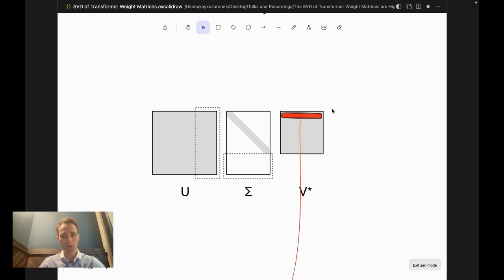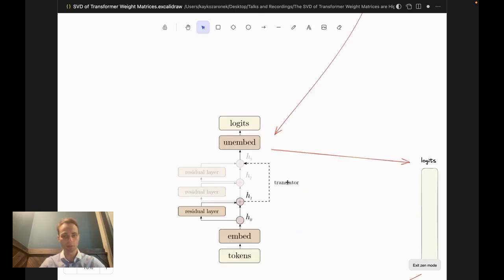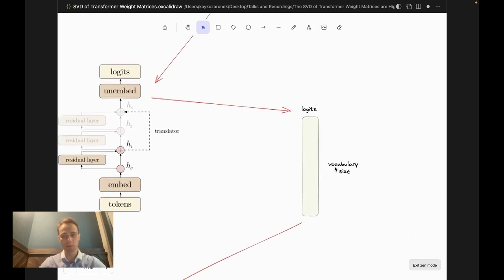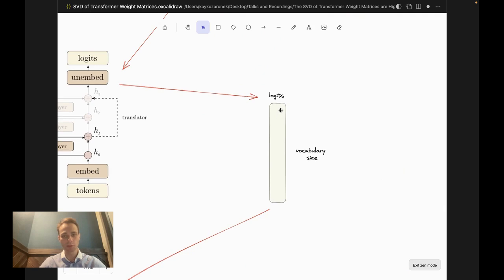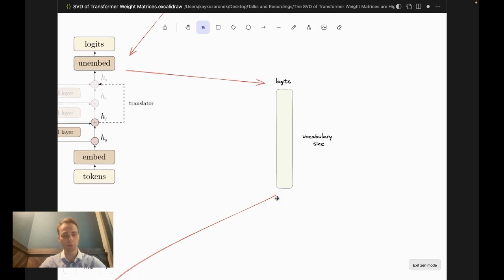Okay, so if we apply SVD to our OV circuit, we'll basically obtain these three matrices again. And now we can, for example, take this right singular vector and try to interpret it. What I mean by trying to interpret this is basically just applying the unembedding matrix and seeing what the transformer currently thinks. Applying this unembedding matrix will give us the logits, which are of the size of the vocabulary. And this will basically look like so. Now with these logits, we can take the top K, let's say the top 10 logits, and try to see what the model actually is thinking at this point.